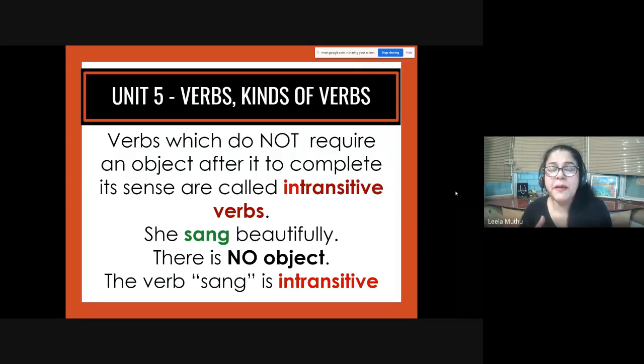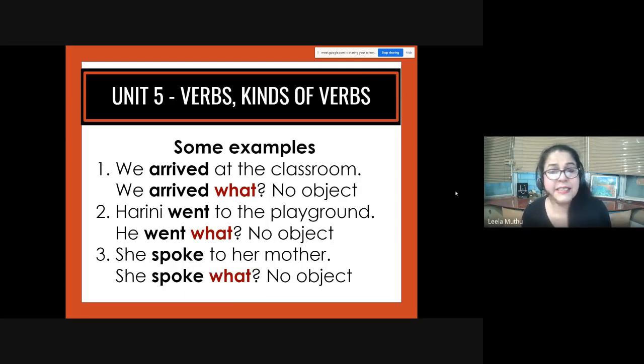Okay, for example, birds chirp. Birds chirp what? Birds chirp whom? There is nothing, but by itself, birds and chirp, there's a subject, there's a verb. It makes complete sense. You can say birds chirp, full stop. It's a complete sentence. Okay, so it does not need an object to complete its sense. It's an intransitive verb. So let's see some more examples of intransitive verbs, shall we?